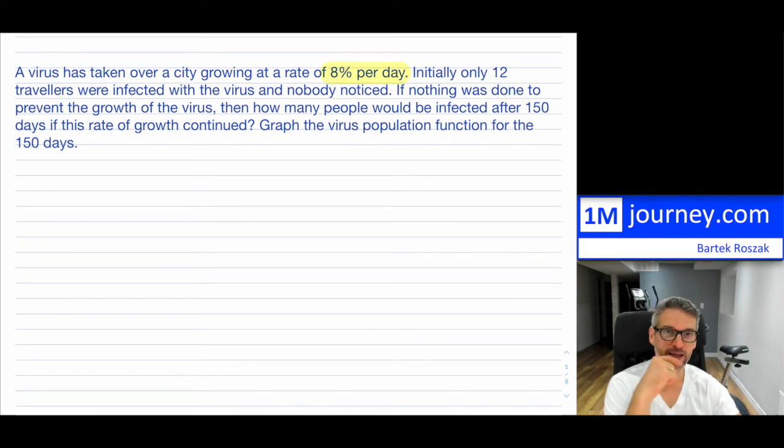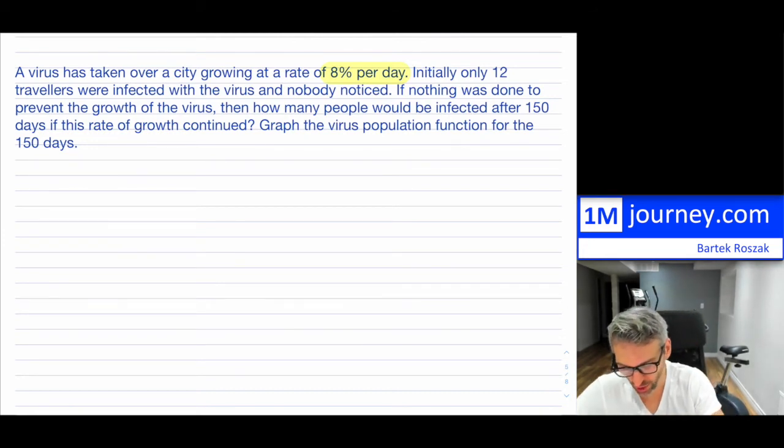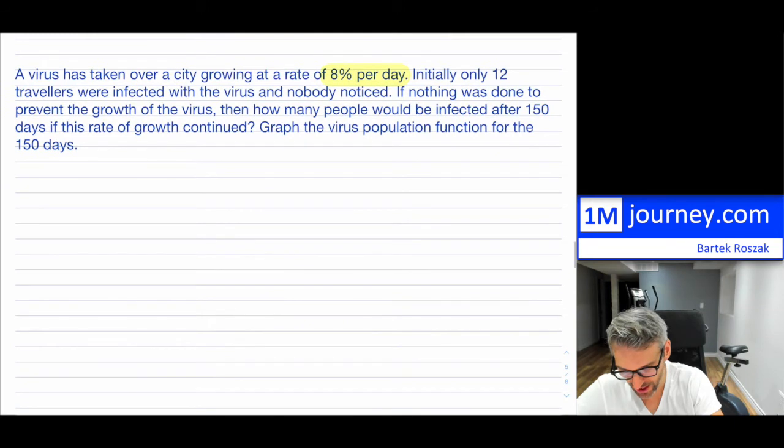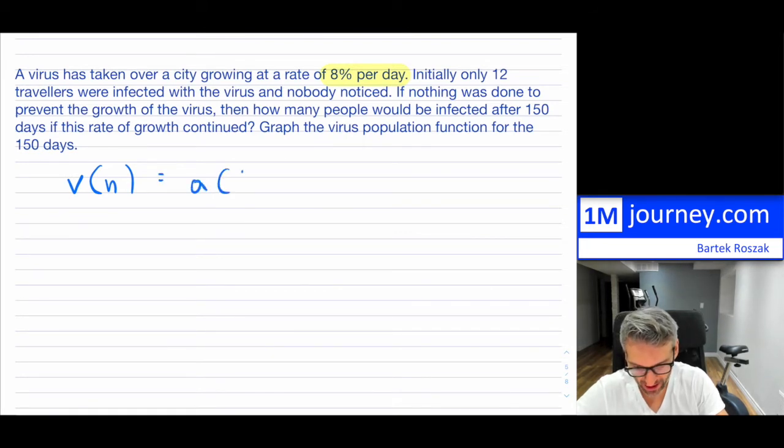But if it was 8% per day, well, now this is becoming a little bit of a headache. Okay, and now what happens after 150 years? So now again, this is the virus. I'm going to put V for virus to make it more relevant. N is the number of days this time around. This is going to be my A, 1 plus R to the N.